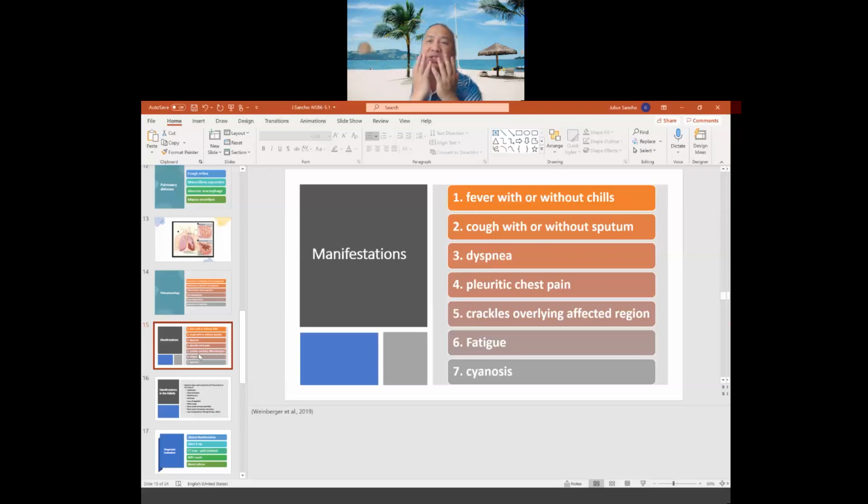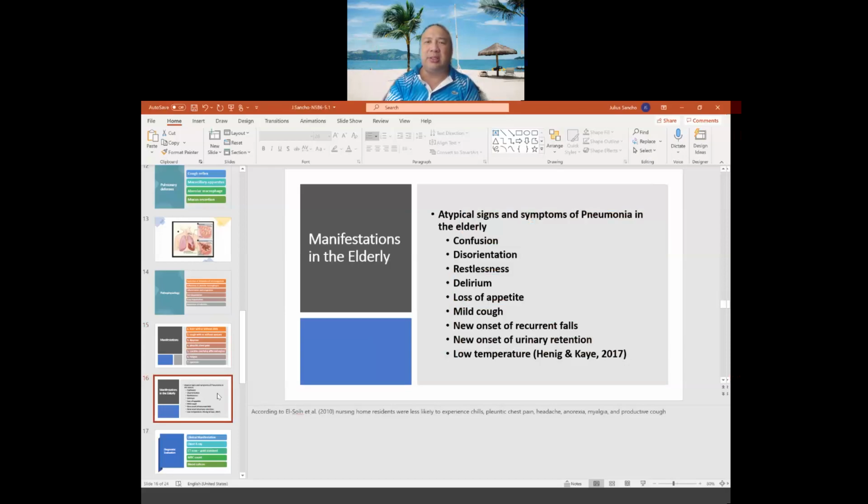Then you will see some bluish discoloration around the mouth and on the nail bed. And then of course, fatigue. You always have like, oh my God, I'm tired. Then sometimes they will have some general malaise as well. But these symptoms, like fever, don't usually show up in elderly patients. According to El Sol, nursing home residents were less likely to experience chills, pleuritic chest pain, headache, anorexia, myalgia, productive cough, or sometimes fever.